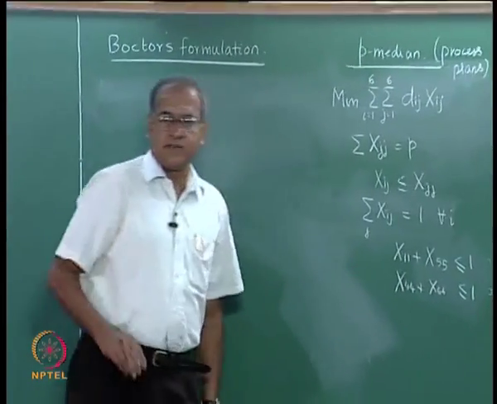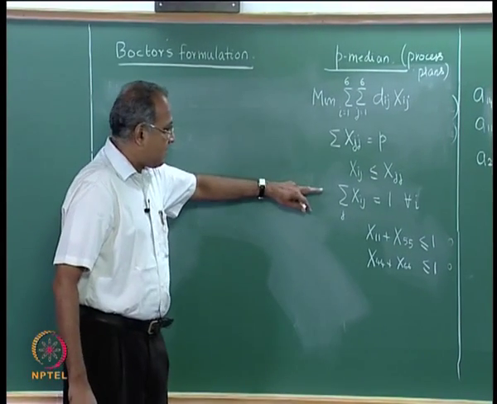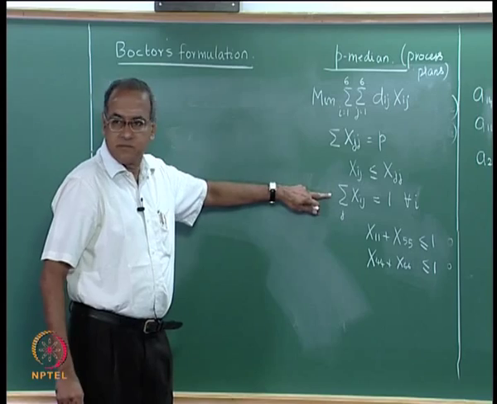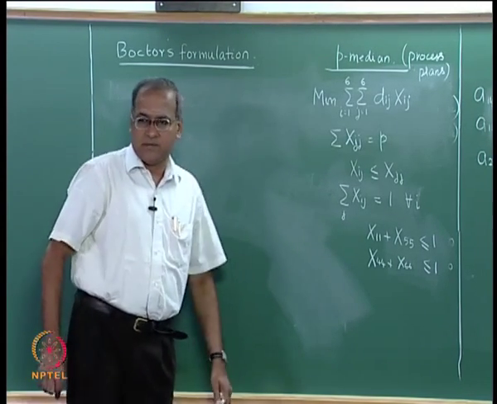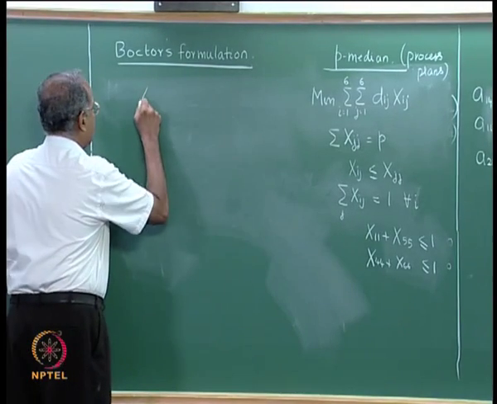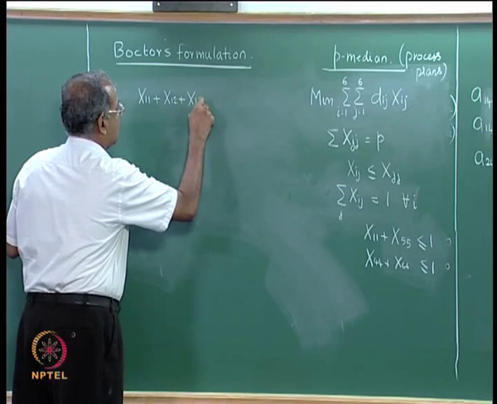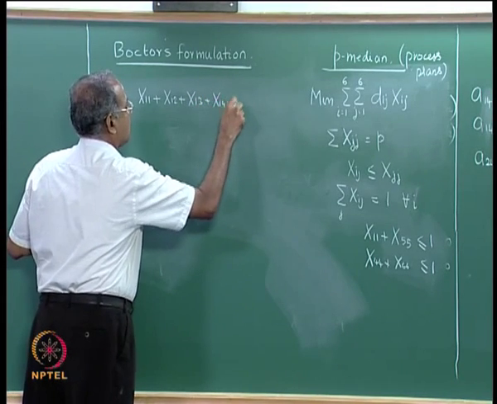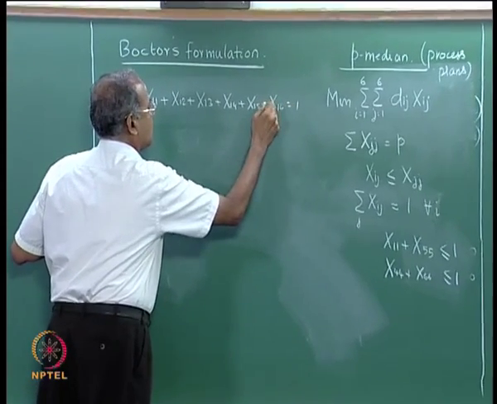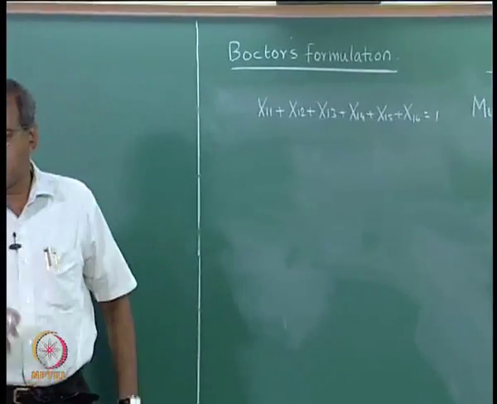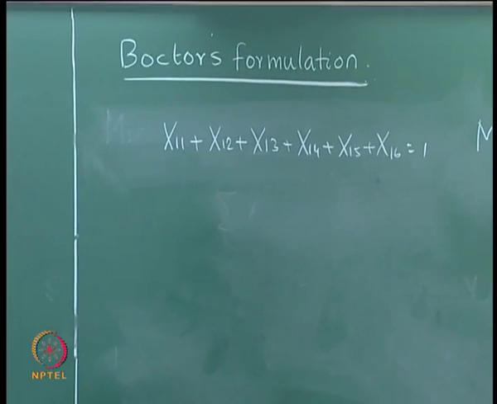So these two constraints will ensure that both 1 and 5 are not medians. Now we have 6 constraints that are here. Now these 6 constraints ordinarily would be, for example, x11 plus x12 plus x13 plus x14 plus x15 plus x16 equal to 1 for the first process plan in the original p median formulation.